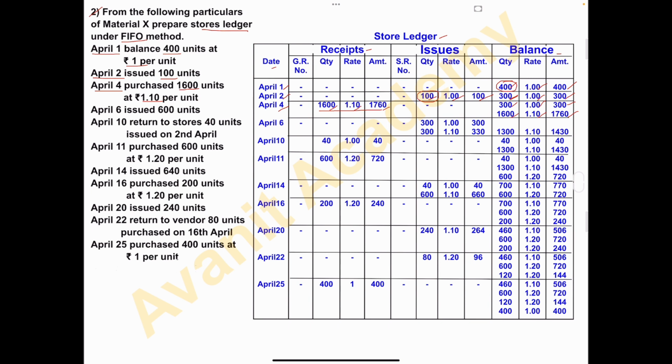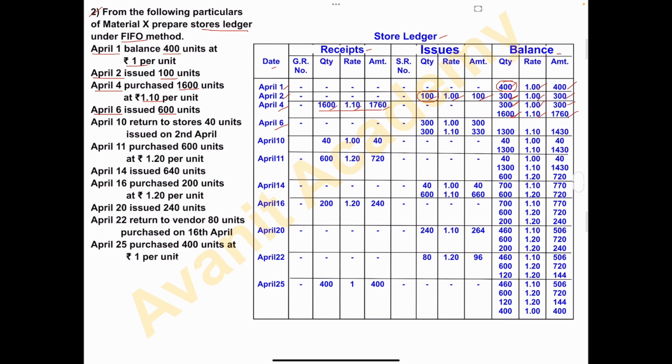Next is on April 6th. Issued 600 units. See the solution. Receipts nil. Before issuing the goods, see the balance. We have 300 units stock and 1600 stock. On 6th April, we have to issue 600 units. So directly we can't issue 600 units because in balance we have two different kinds of stock. One is 300 and another is 1600.